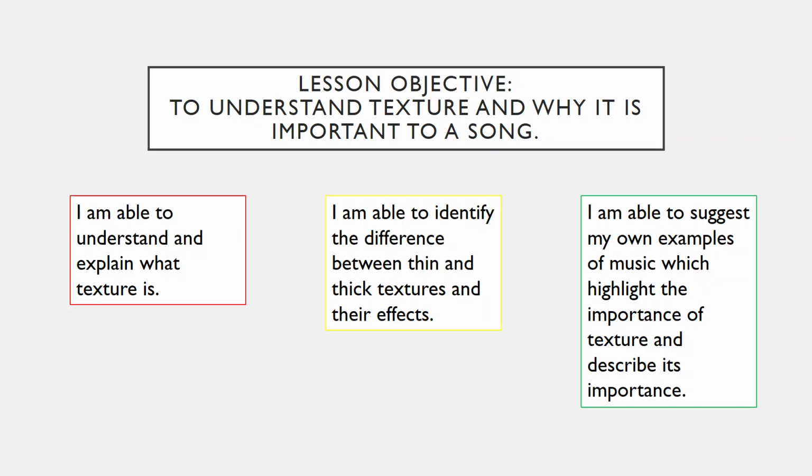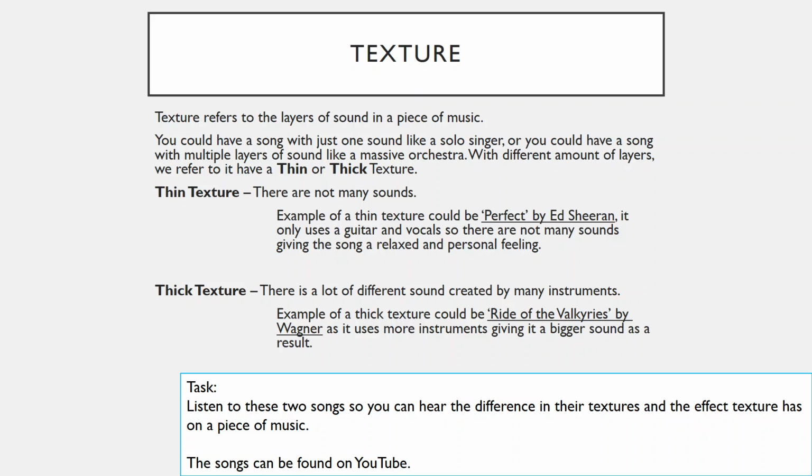So there's two different types of textures we're looking into today, thin and thick. And then the green box on the right, once you're able to do the red and the yellow box, you should be able to suggest your own music and highlight the importance of texture and describe why it's important to have these different textures. So what is texture?